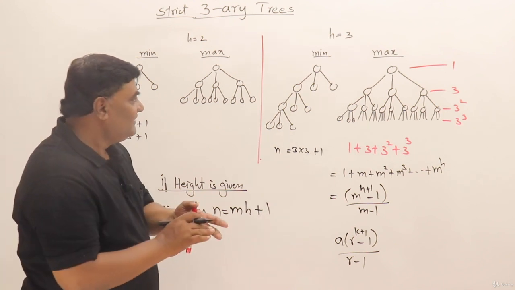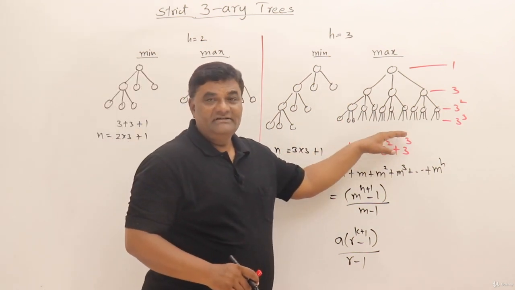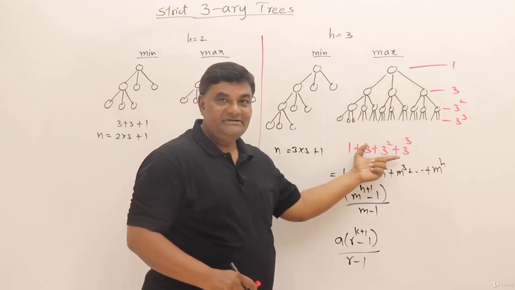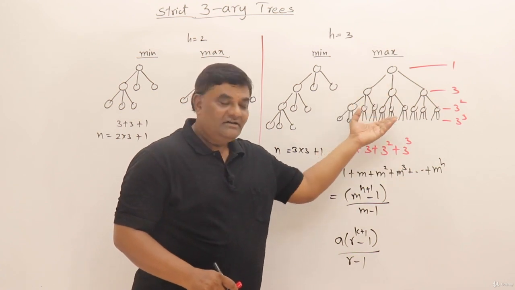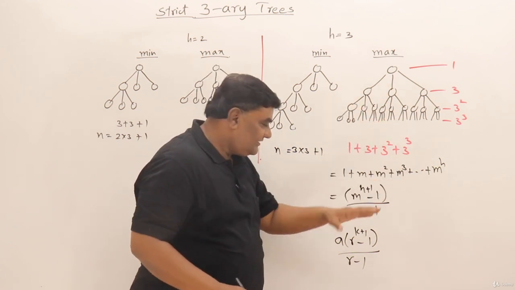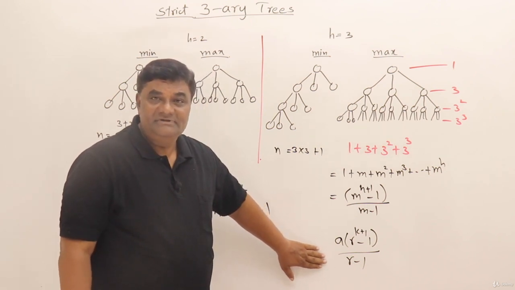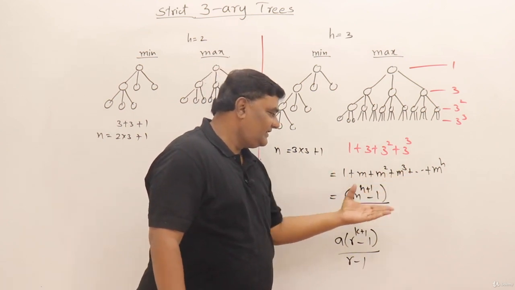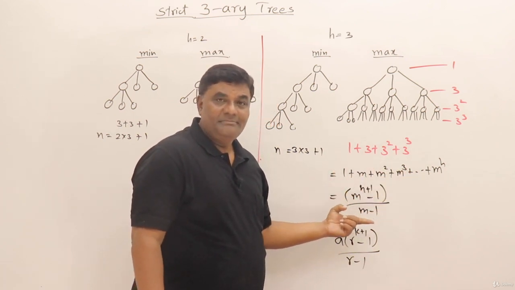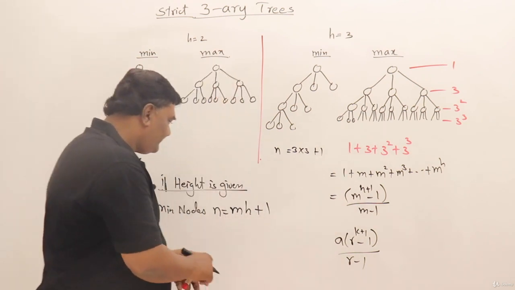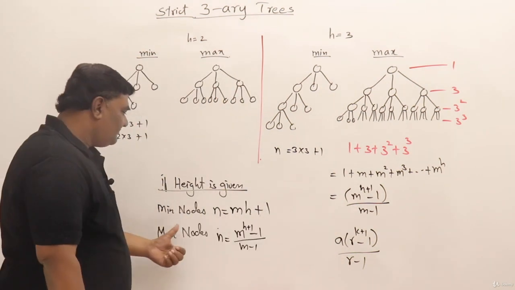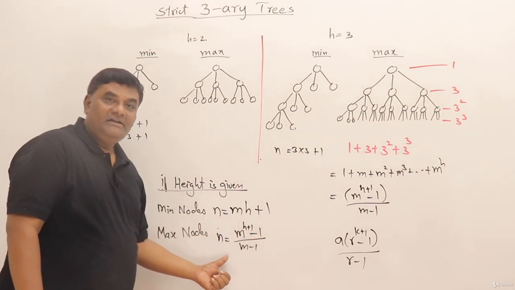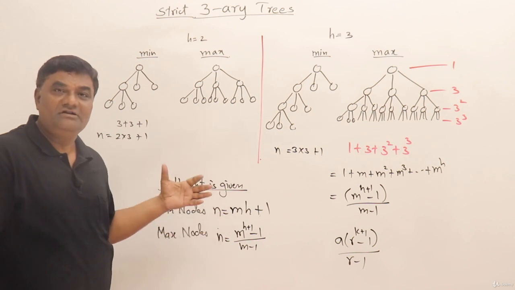See, once again I'll tell you, maximum how many nodes are possible in a strict 3-ary tree. The total number of nodes forms a GP series. This is for degree 3. I convert it into degree m. Then this is the formula for the sum of the terms of a GP series. Then using the formula, I have added this and got a formula for it: m power h plus 1 minus 1 by m minus 1. So the maximum nodes are n equal to m power h plus 1 minus 1 by m minus 1. So that's all, we got the formulas.